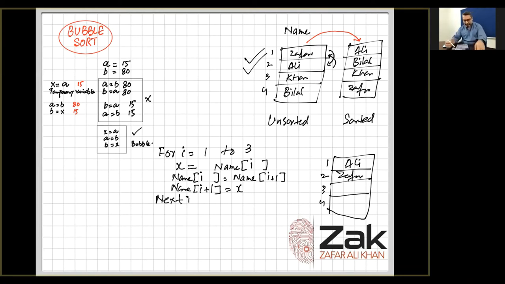Now what is happening? I as index is 1 when it starts the loop. X is equal to name 1, X will become Zafar. Name 1 will become name 2. I plus 1 is 2. So this place will be filled with Ali. Zafar will be overwritten with Ali. And then name 2 becomes X. X had Zafar. So Ali is now in position 1 and Zafar now is in position 2. Afterwards, I becomes 2.